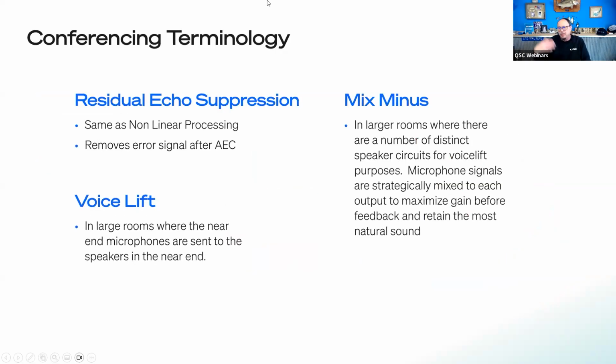Residual echo suppression is the same thing as what other platforms call nonlinear processing. It essentially removes the error signal after the AEC does what it needs to do. Voice lift is used in larger rooms where the near-end microphones are being sent to the far end, and also to the near end as well. So voice lift and mix-minus are two different strategies.